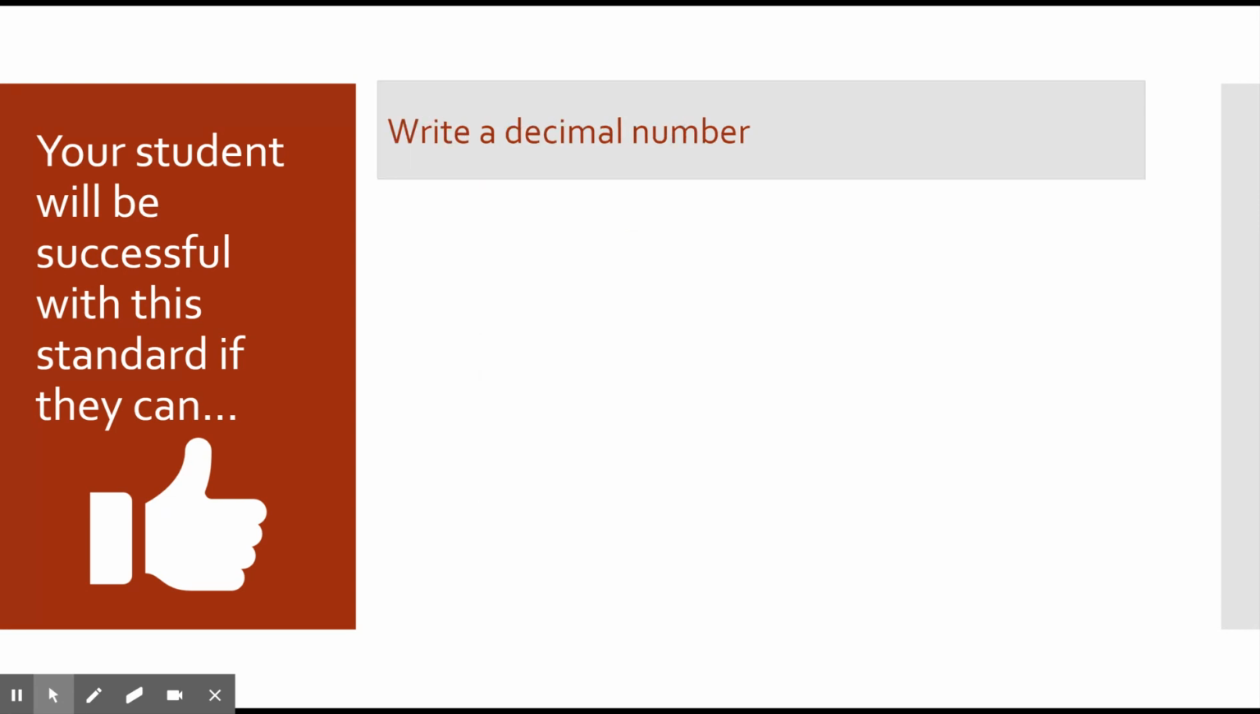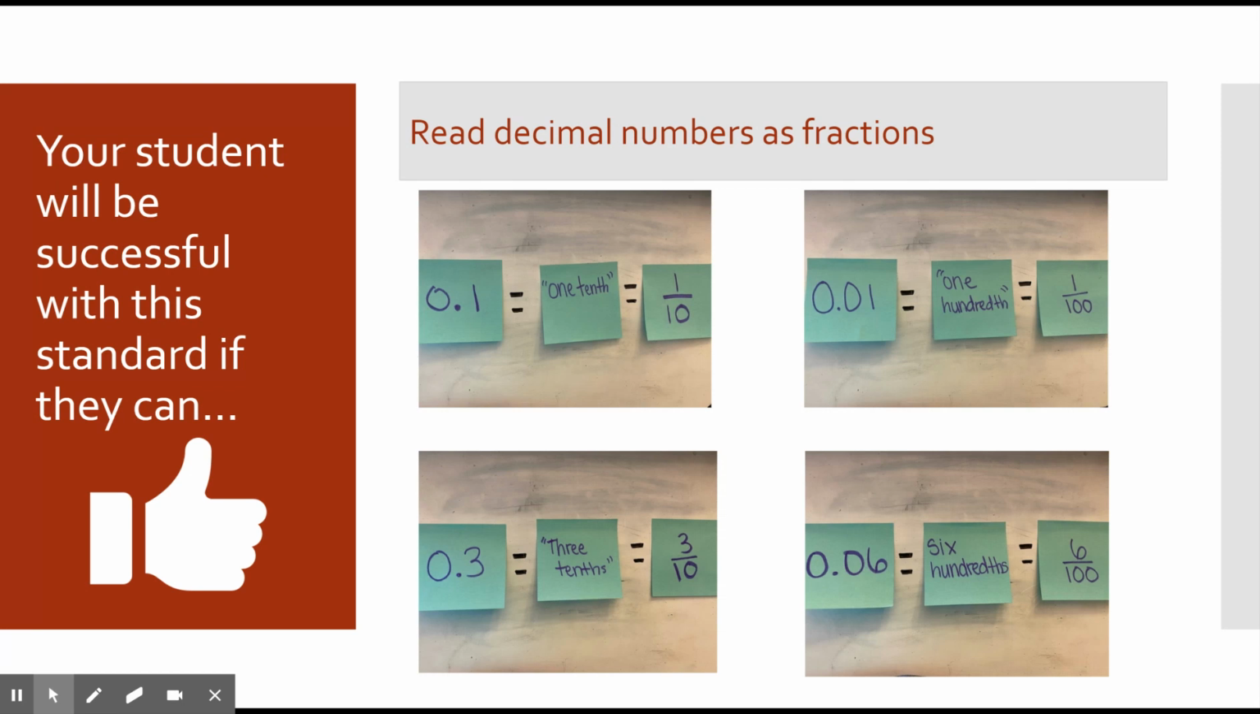Another important skill students must have to be able to have success with this standard is to be able to write numbers in decimal form. In this example, students represent 2/10 as a decimal number. Students also need to be able to read decimal numbers as fractions. For example, students should be able to read 0.1 as 1/10.